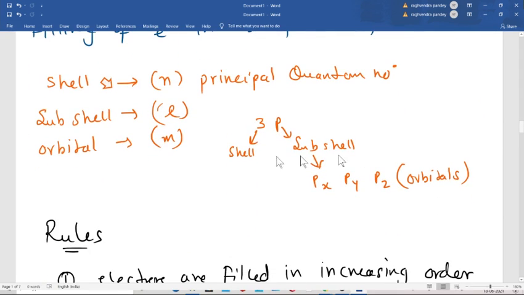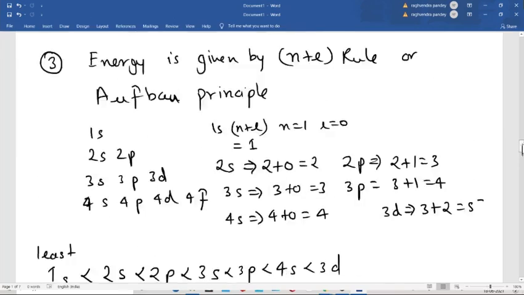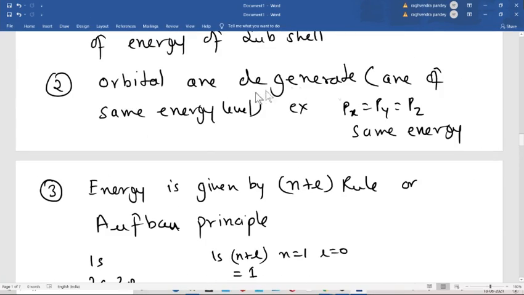Now, what are orbitals? After p is your subshell, and inside that, px, py, pz are the orbitals. Orbitals are degenerate. They are of the same energy level, so you can fill any orbital. There is no sequence that I will fill px first, then py. No, you can fill pz first. No problem in that. They are degenerate, they have the same energy.